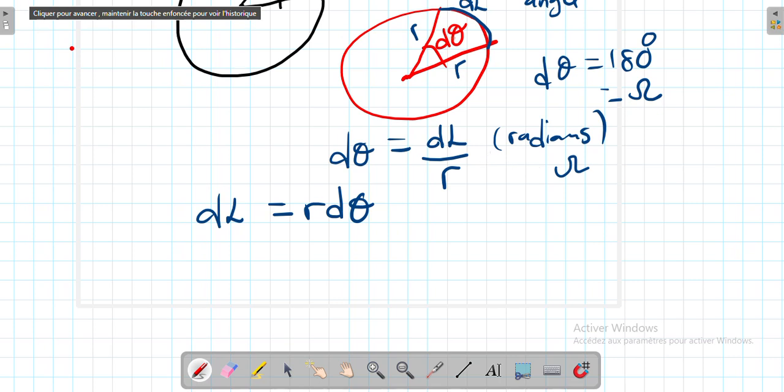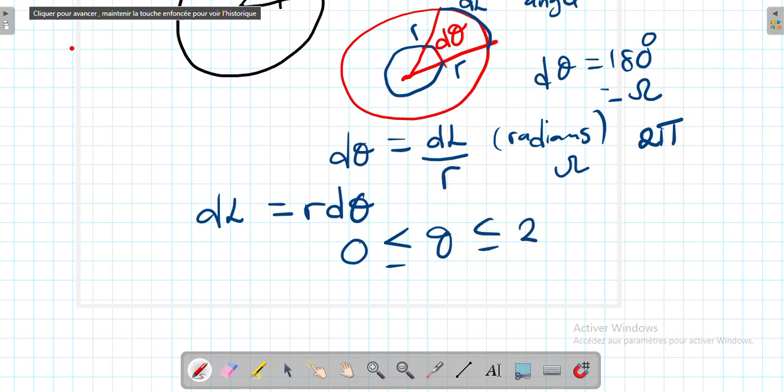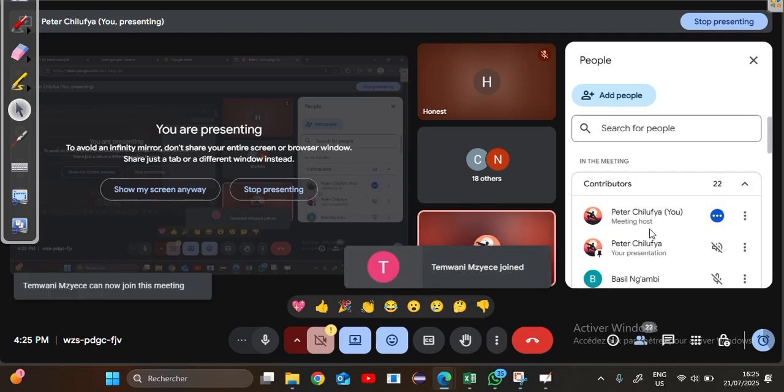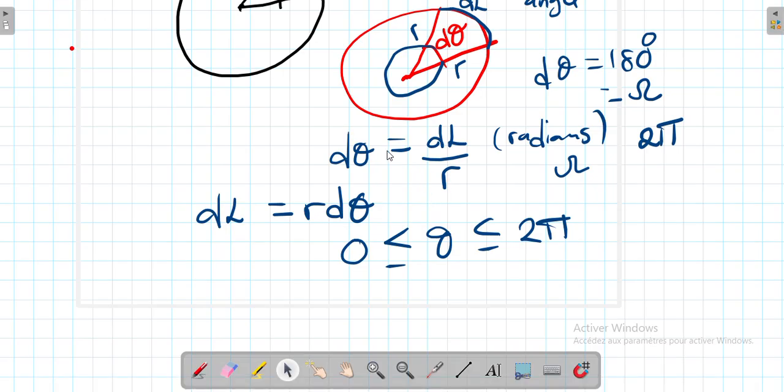Of course, this elementary theta will vary from 0 to 360, because it can make an entire circle. What is 360 in radians? 2 pi. So we can say that theta is between 0 and 2 pi. As simple as that. So the relationship is d theta equals dl over r. I'm only interested in the relationship between the elementary angle and the elementary length.